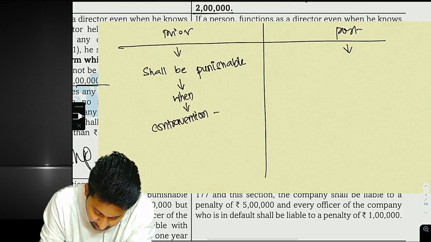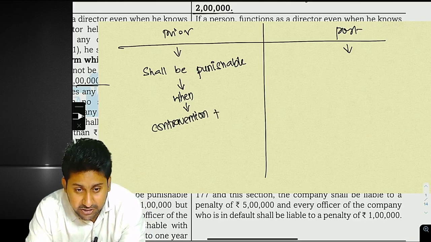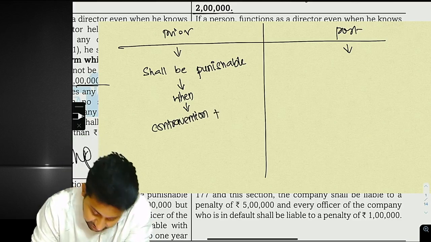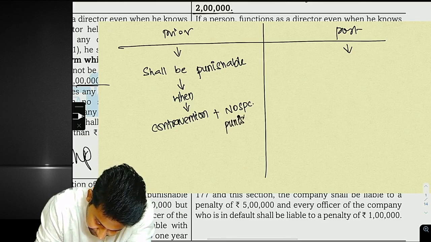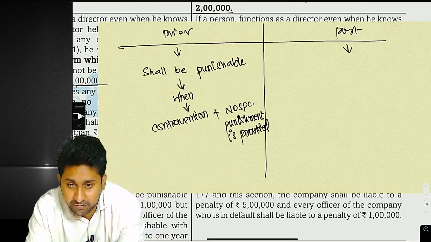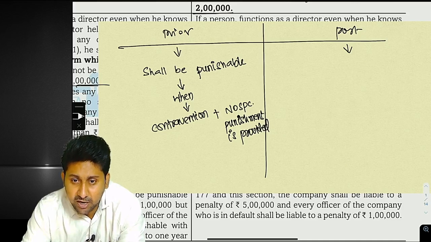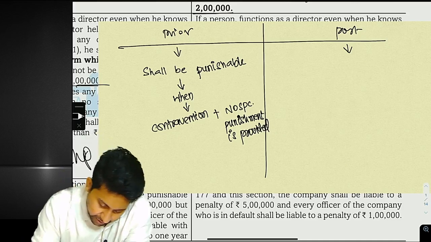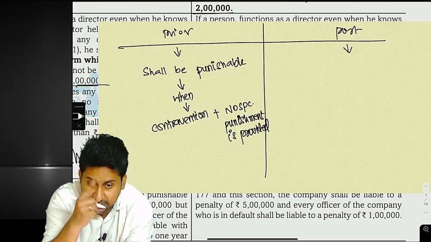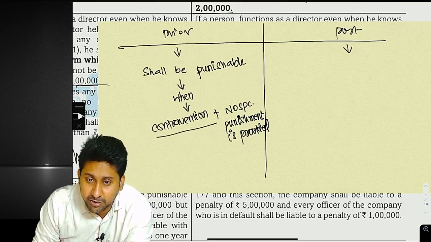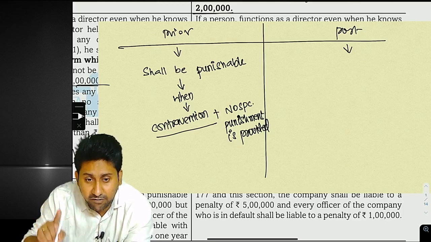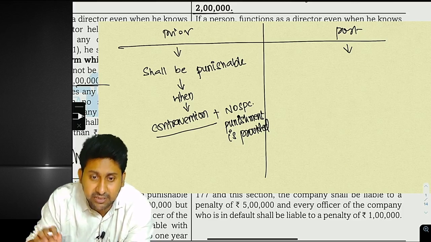And for that contravention, no specific punishment is provided. I repeat, prior to the amendment, section 172 will get attracted when there is a contravention committed by the company and that contravention doesn't contain any specific punishment in that section.